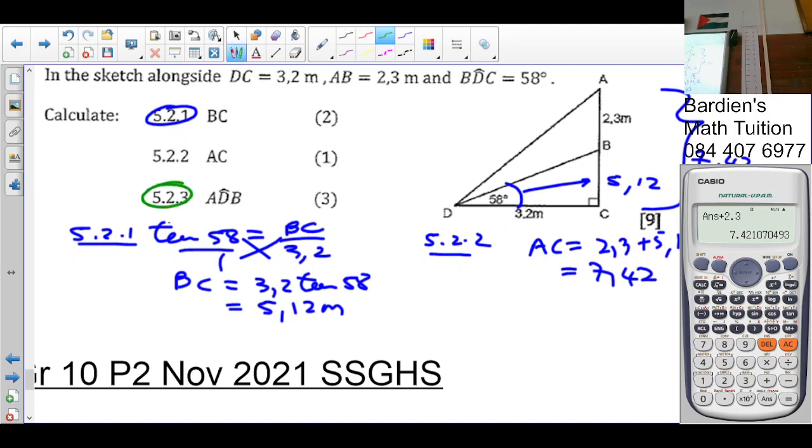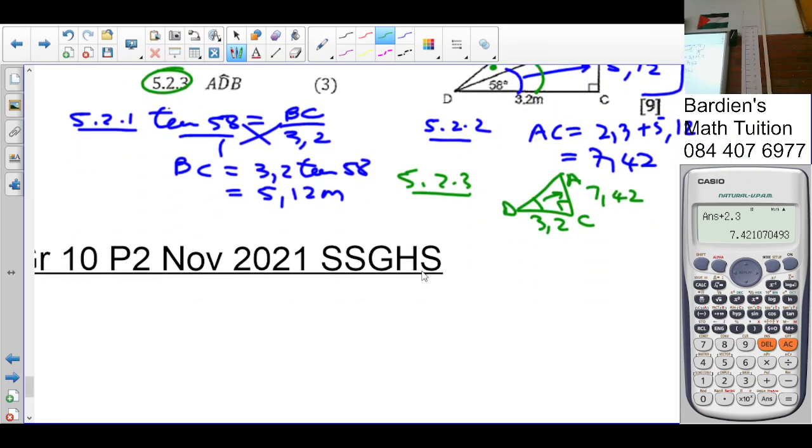Then they ask you to work out angle ADB, which is this angle here. But if you look at ADB, that doesn't form a right-angled triangle. So I'm rather going to calculate this whole angle here, angle ADC. Can you see that? In that triangle, there's your D, your A, that is 7.42, and that is C, and this is 3.2. Which trigonometric function uses opposite and adjacent in this case? Tan again. So tan of ADC is equal to opposite, which is 7.42, over 3.2.